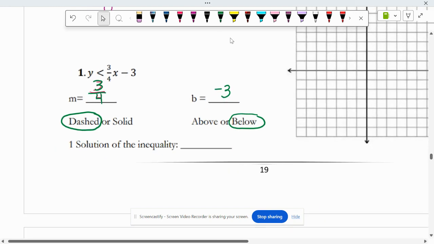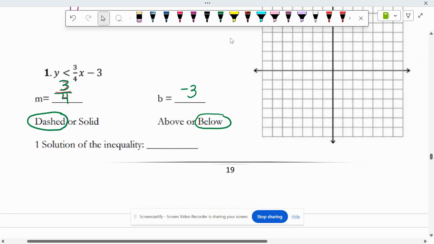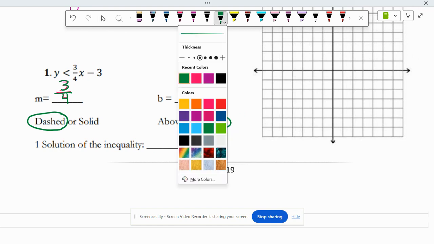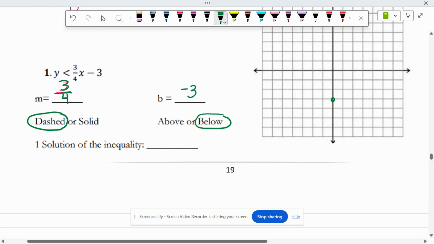When I graph y equals mx plus b, where do I begin? I begin at -3, on the y-intercept. So 1, 2, -3. And then I have a slope of 3/4. That means I go up 3 and to the right 4. I'm going to do that one more time: up 1, 2, 3, to the right 1, 2, 3, 4. I go off my graph one grid. Then I go down 3 and to the left 4. The reason I do that multiple times is because I want a dashed line, so I put little dashes in between all my points.